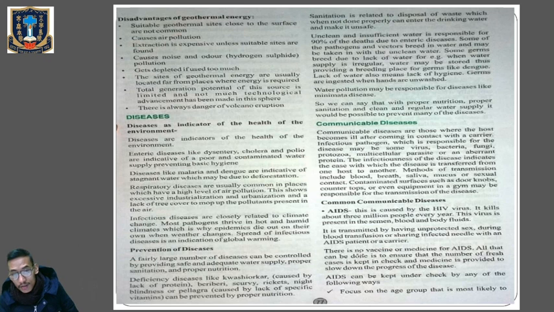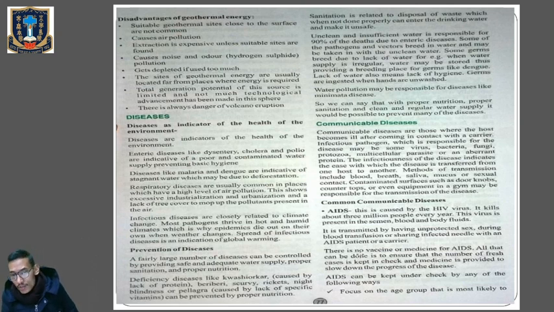Water pollution is also responsible for diseases like Minamata disease. So we can say that with proper nutrition, proper sanitation, clean water and regular supply of water, one can generally prevent the spread of diseases. Now let's talk about communicable diseases. Communicable diseases are those diseases where the host becomes ill after coming in contact with a carrier. So it will be transmitted from unhealthy individuals to healthy individuals.